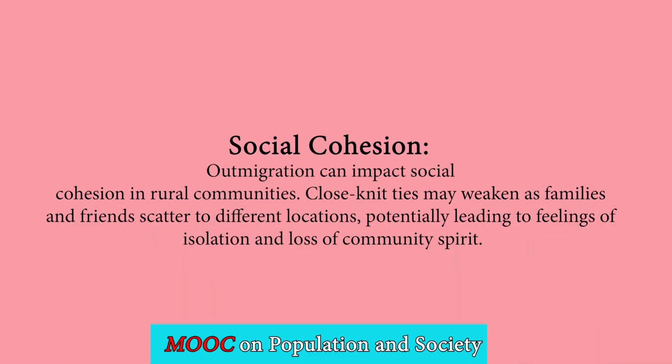Another impact of rural to urban outmigration is its impact on social cohesion. Outmigration can impact social cohesion in the rural communities. Close-knit ties may weaken as families and friends scatter to different locations, potentially leading to feelings of isolation and loss of community spirit.